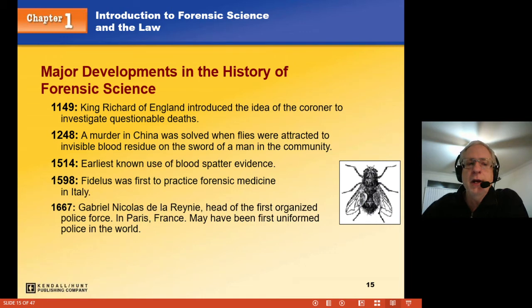1667, so this is in the notes. Gabriel Nicolas de Lorraine, he was the head of the first organized police force. So this is what I want you to know: 1667, first organized police force in Paris, France. And this may have been the first uniformed police force ever. Now, so this is an organized police force.